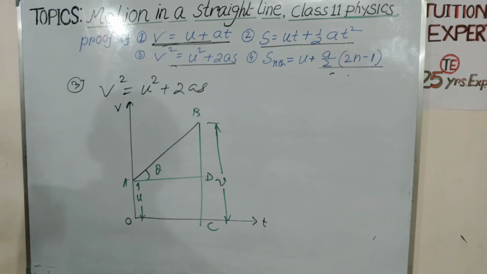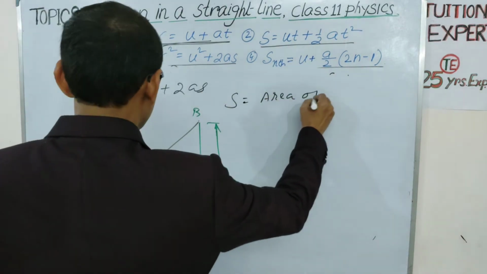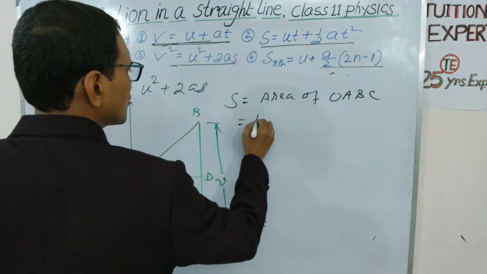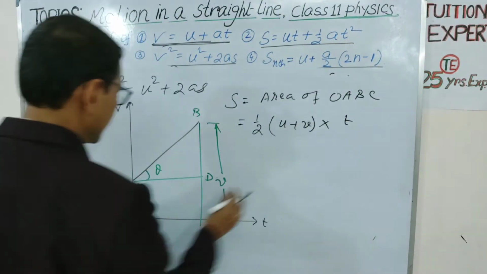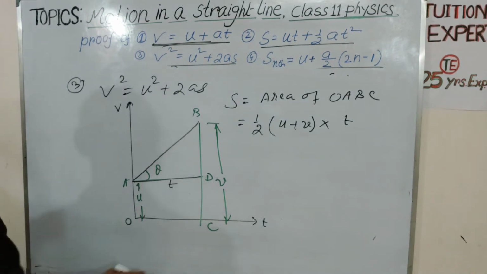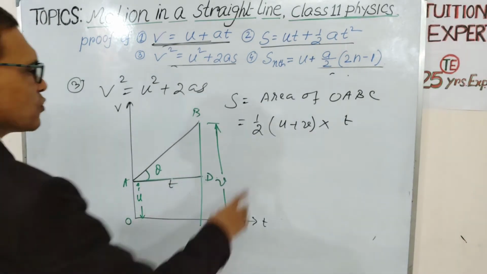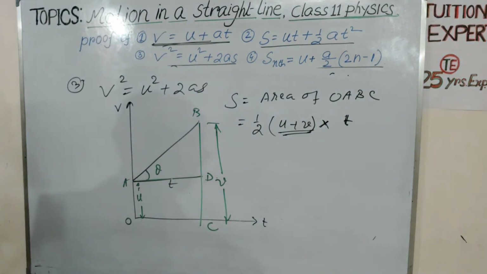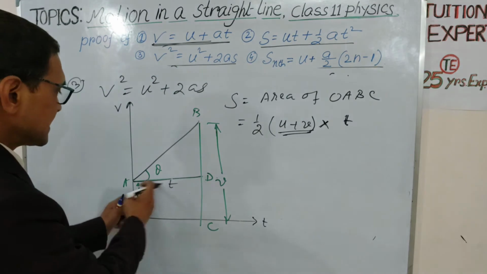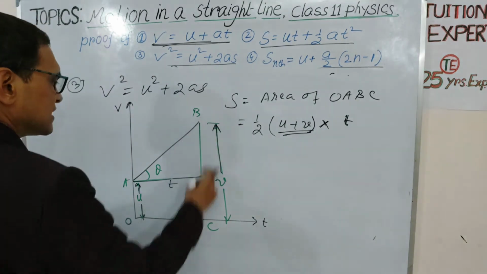Now what is v square? Similarly, we know the distance traveled s equals the area of OABC, which is equal to the trapezium, half u plus v into height. Here the height is t, and the two parallel sides are u and v. So half of the sum of the two parallel sides into the height, or the distance between the two parallel sides. Here the distance between the two parallel sides is t, and the two parallel sides are u and v. This is v, this is u.